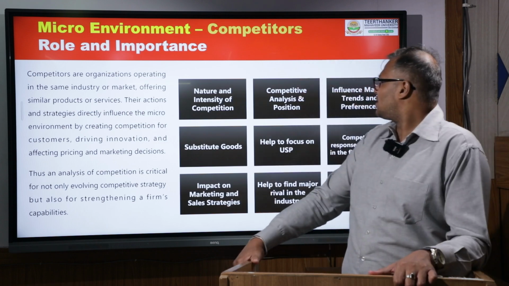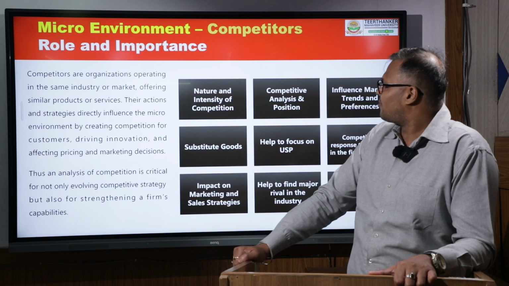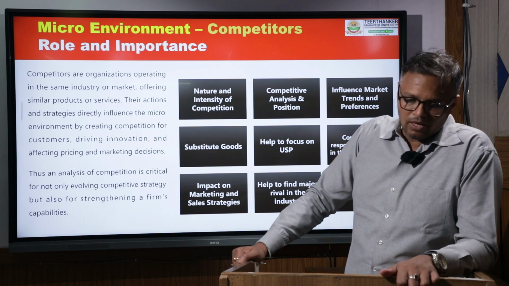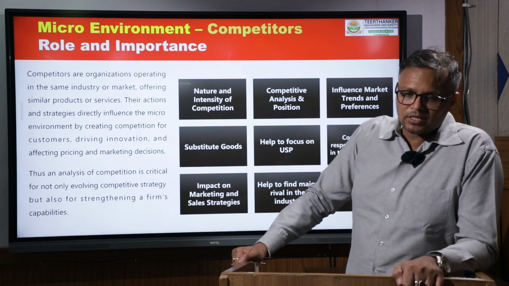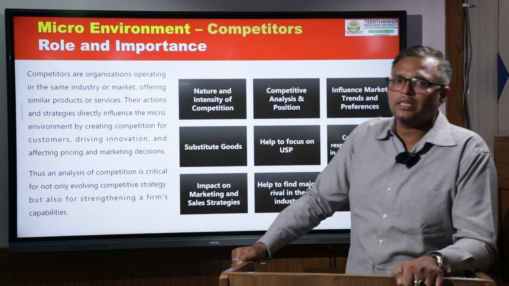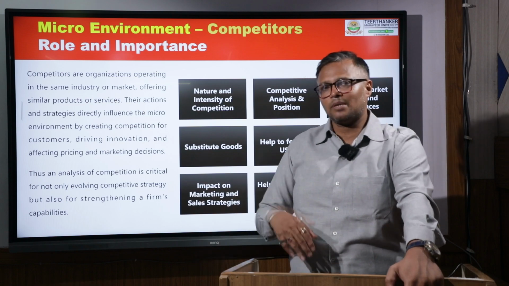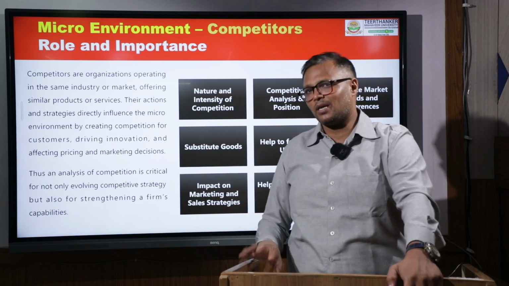The second part represents the role of the competitor in competitive analysis and positioning. When I say the richest companies, the top five biggest companies in India, the first position goes to either Adani or Reliance. Sometimes Adani, sometimes Reliance, sometimes Adani, sometimes Reliance.